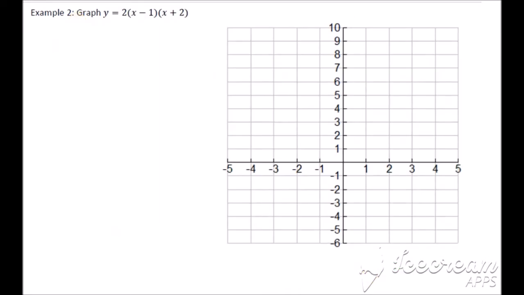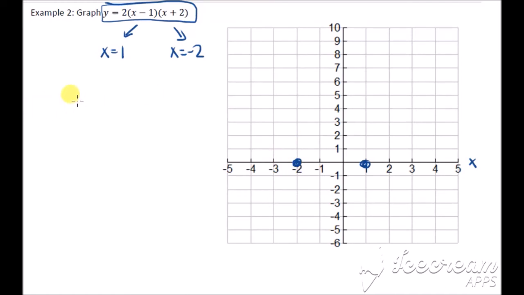Okay, example 2. It asks us to graph. When we're given something like this, we have to recognize what form it is in and what information it gives us. This is in factored form. It gives us the two factors. We get x equals 1, and then x equals negative 2. We can plot those as the x-intercepts. So 1 is here, negative 2 is here.